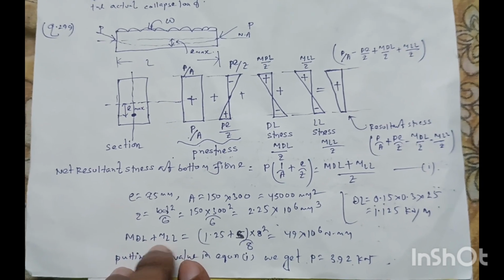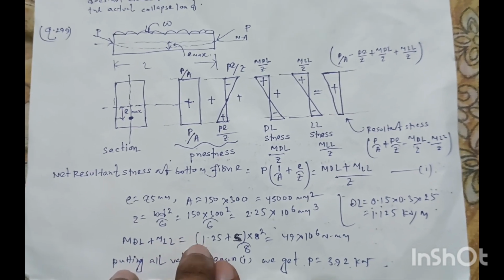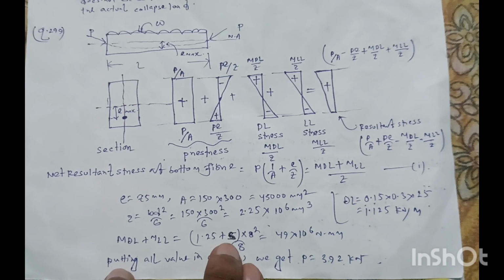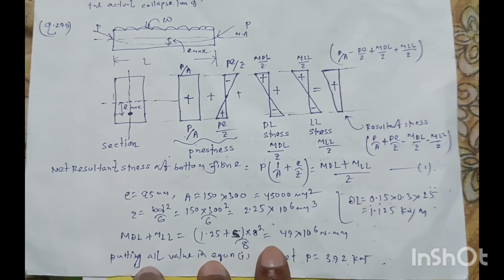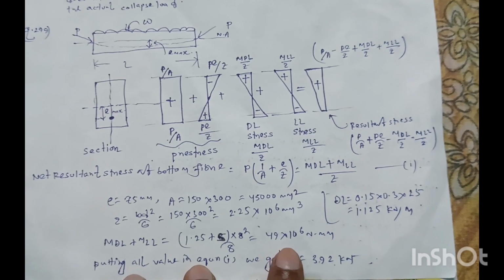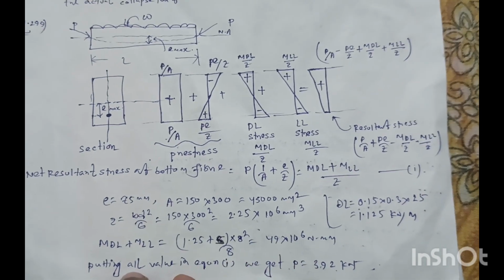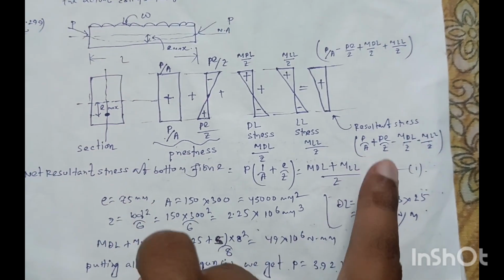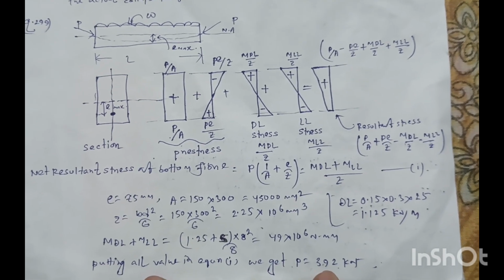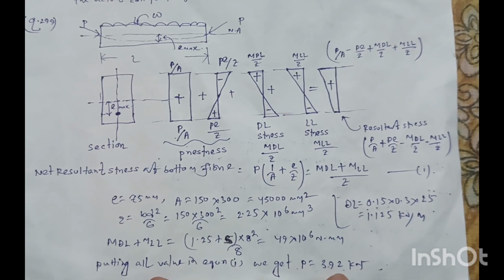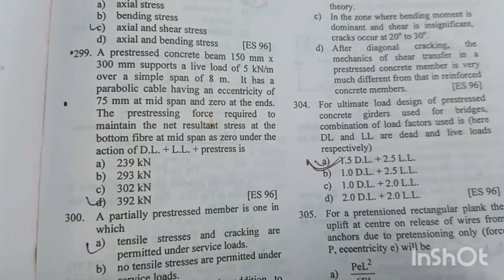Now total bending moment under dead load and live load will be total load (1.125 plus 5) into 8 square by 8, W L square by 8. The total moment value will be 49 into 10 to the power 6 Newton millimeter. By putting all the values in equation number 1, we will get P is equal to 392 kilonewton. Option D is the right answer, 392 kilonewton.